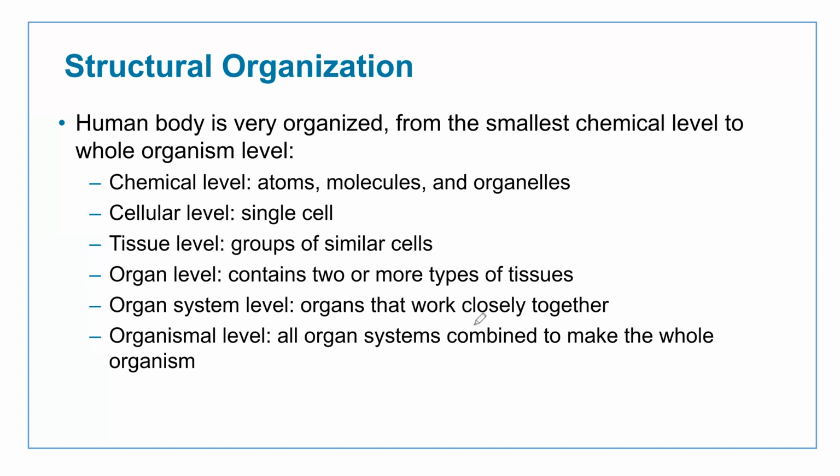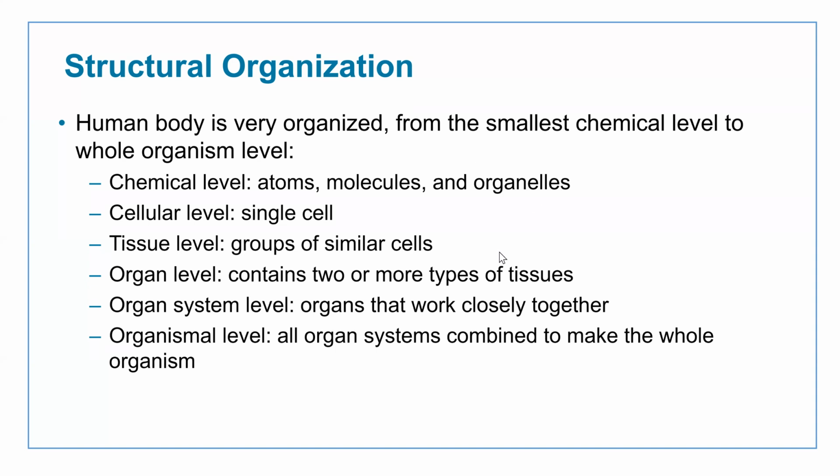Then if we have a structure made of 2 or more tissue types, we call it an organ. Organs like your heart, your liver, your kidneys, your brain. Then organs that work closely together make your organ systems. For example, your heart and blood vessels make the cardiovascular system. Your brain, spinal cord, and nerves make your nervous system. And then these 11 organ systems that we just mentioned previously make the entire organism.